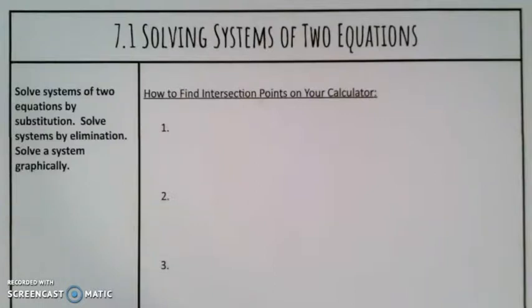All right, chapter 7, talking about systems and matrices. Starting off on page 150 of your notes packet, looking at 7.1, we're looking at systems of two equations.